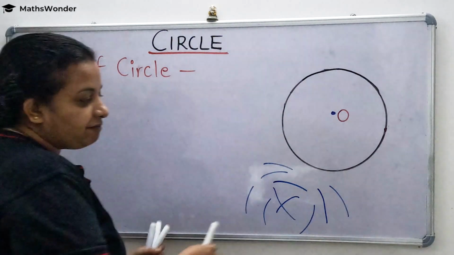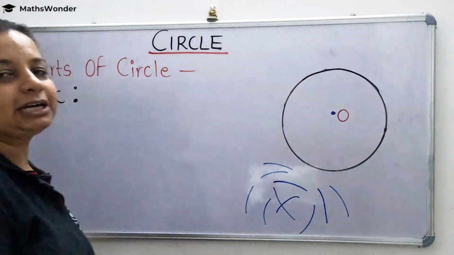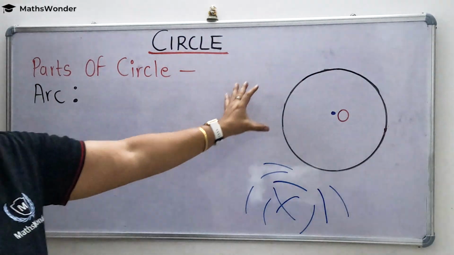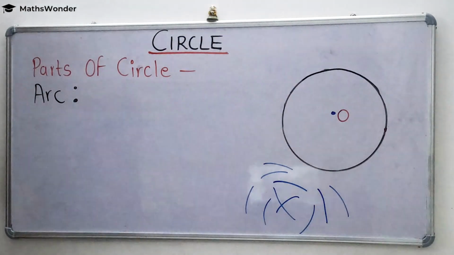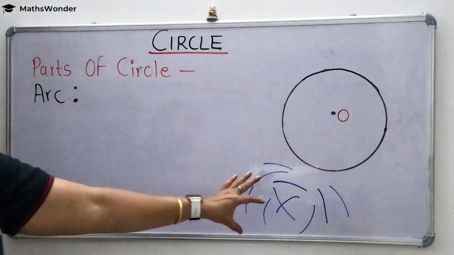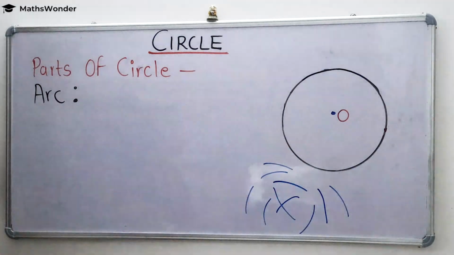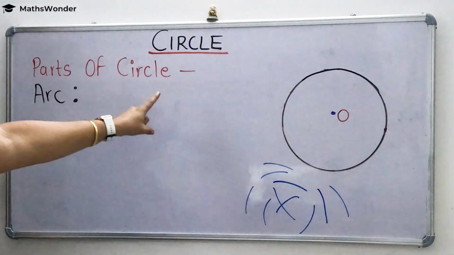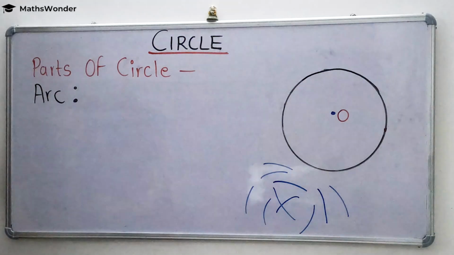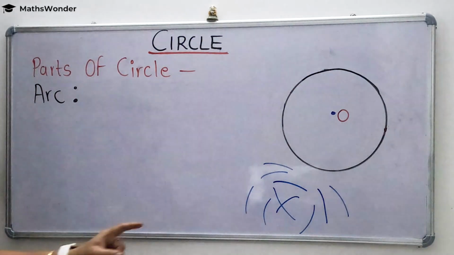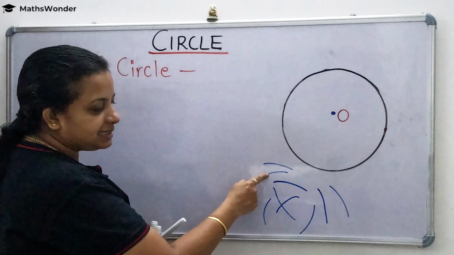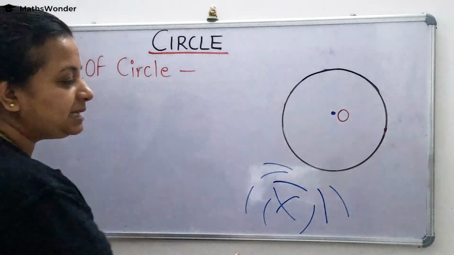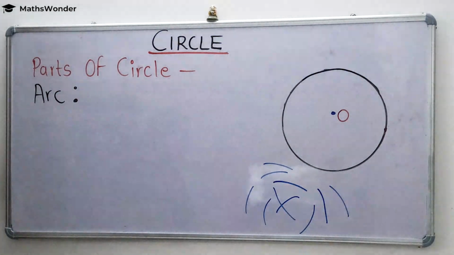When you join these pieces, you will get back the bangle, same like a circle. So these pieces are parts or arcs of the circle. As the bangle is circular in shape, any part of a circle is known as an arc. This is an arc, this is an arc, this is an arc. Every piece of the bangle is called an arc. Understood the arc concept?